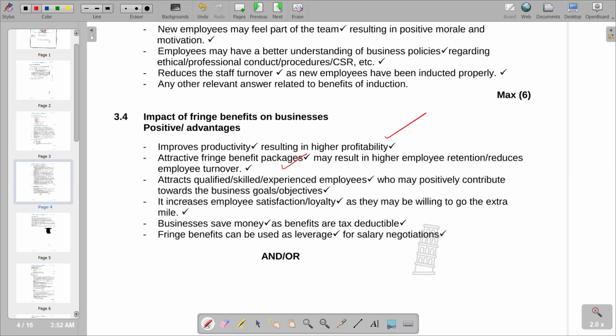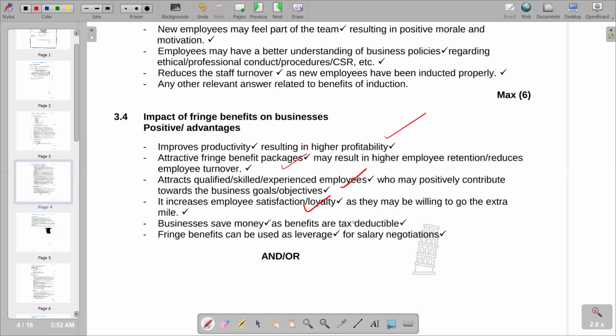Then we go to the next point: attracts qualified or skilled or experienced employees who may positively contribute towards the business goals or objectives. Obviously, better fringe benefits attract more qualified and skilled workers. So this is what we have. And then the next one, it increases employee satisfaction or loyalty, as they may be willing to go the extra mile. Obviously, and we have that again.